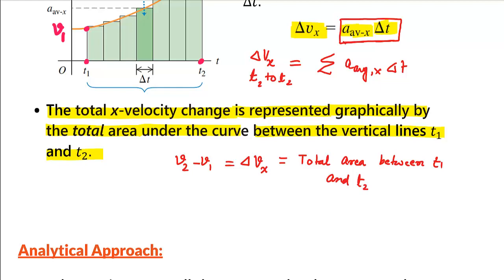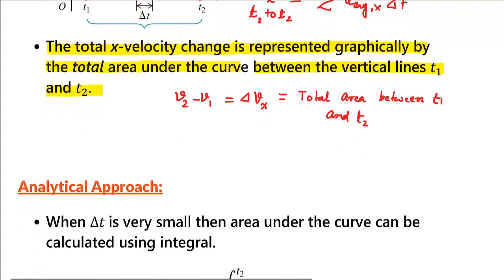In the graphical approach, what is the idea? You basically divide the time axis into small regions, and for each small rectangle you calculate the change in the velocity and then you sum up. If you sum all these rectangles' areas, you get the change in the velocity between time interval t1 and t2.